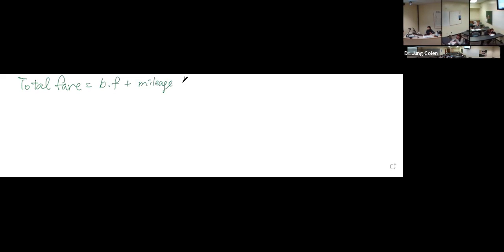I made an equation, like this. So let's put the information first. Total fare is equal to what? 5, which is the base fee, plus mileage fee, plus time fee. And I think Megan wants to put some numbers there.